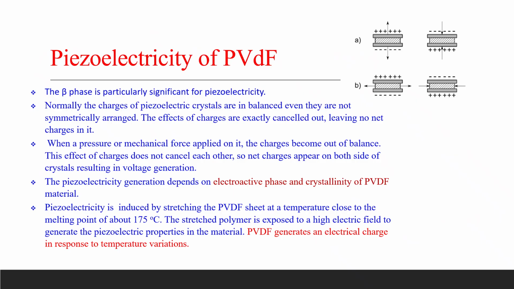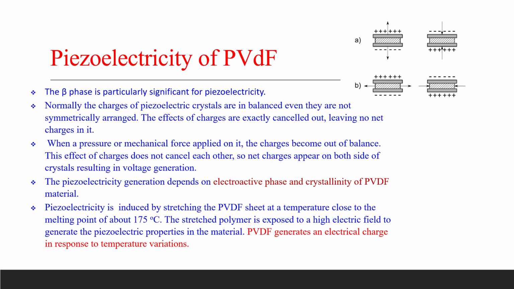Piezoelectricity of PVDF. As we saw in the figure in the last slide, the beta phase is responsible for the piezoelectricity. What happens here? The positive and negative charges in the material are balanced and get cancelled, and the net charge is nullified. But when a pressure or mechanical force is applied, this balance gets disturbed, and a net charge appears on both sides of the crystal, generating a voltage.